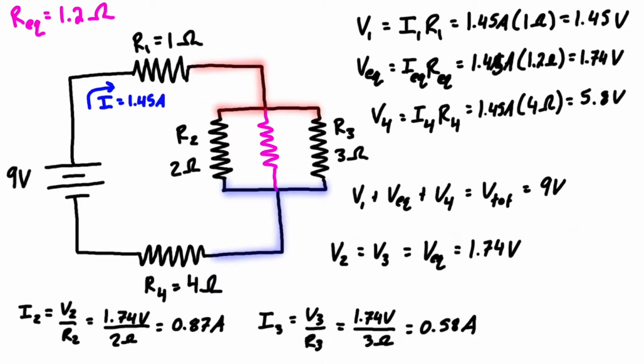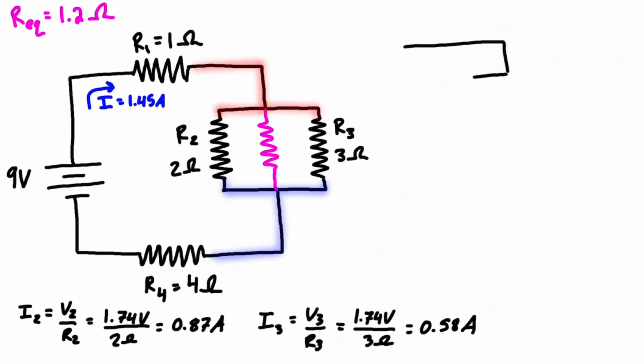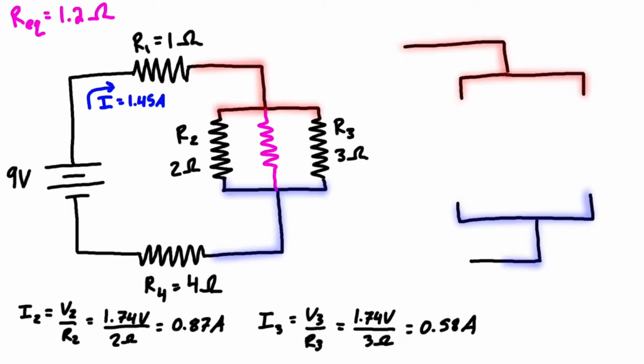So at this point we've calculated the current flowing through resistor 1 to be 1.45 amps, through resistor 2 to be 0.87 amps, through resistor 3 to be 0.58 amps, and through resistor 4 to also be the same as resistor 1 at 1.45 amps. Now when we talk about Kirchhoff's current law, it basically says that the current flowing into a node must equal the current flowing out of the node. So let's redraw the nodes here, isolated from the circuit, and draw on the currents that we know.